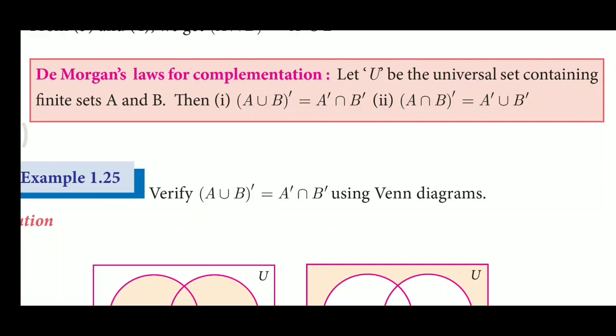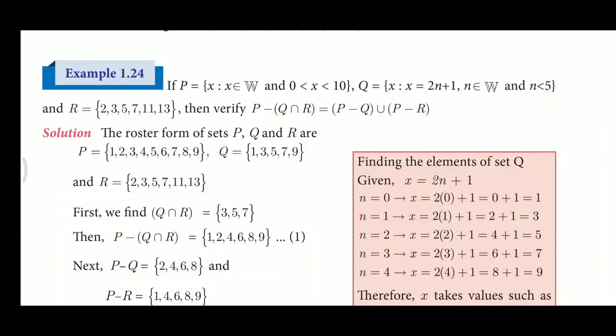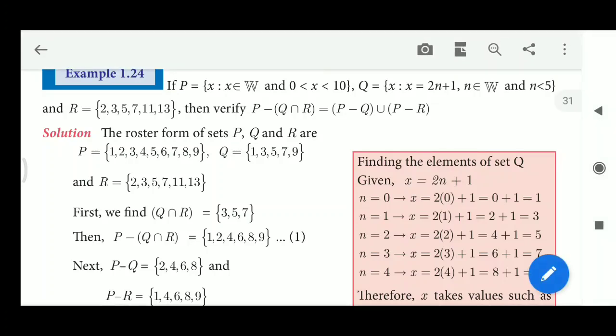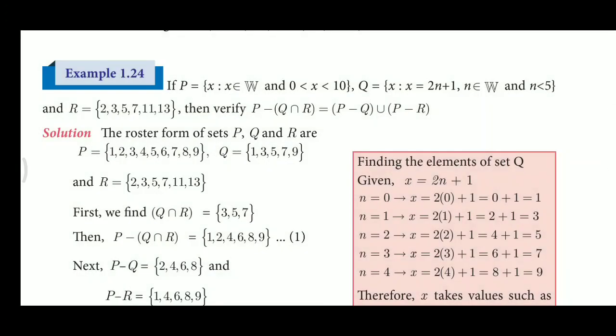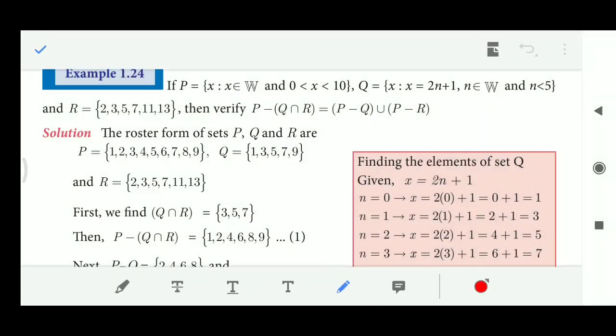With this we will see example 1.24. If P is equal to {x such that x belongs to W and x lies between 0 and 10}, Q is the set {x such that x is equal to 2n plus 1, n belongs to W and n less than 5}, and R is equal to {2, 3, 5, 7, 11 and 13}. Then verify P minus (Q intersection R) is equal to (P minus Q) union (P minus R).